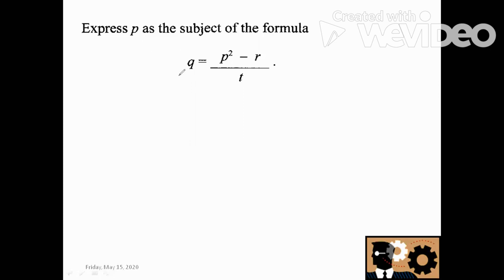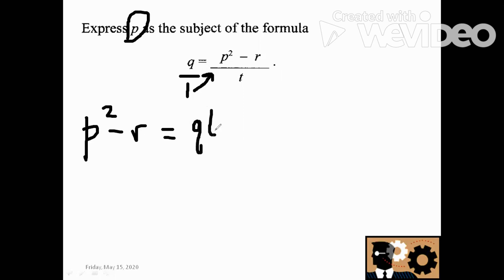Alright, so to solve this, it's an equation with a division. So it says make p the subject. So we're going to cross multiply. And we're going to multiply the 1 with the variable that we want first. So 1 times p squared minus r. Well, 1 times anything will give us back the same thing. So that's p squared minus r. And then we're going to say q times t, which is qt.